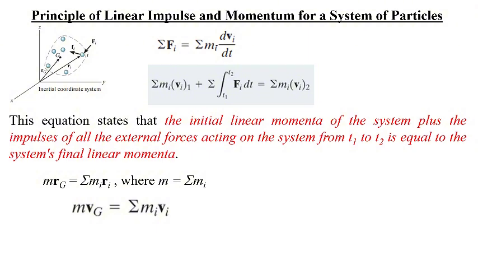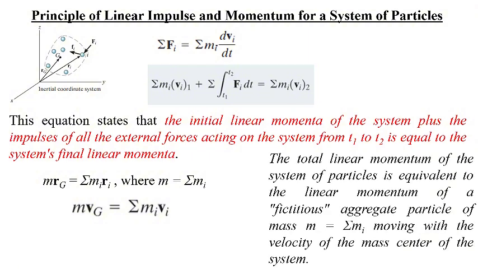Because when you differentiate displacement, what you come to is velocity. And this says that the total linear momentum of the system of particles is equivalent to the linear momentum of the fictitious aggregate particle of mass M moving with the velocity of the mass center.